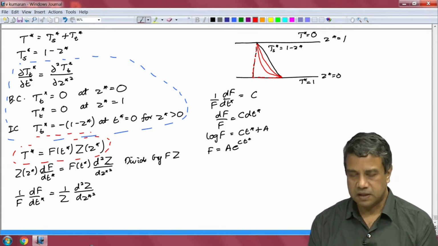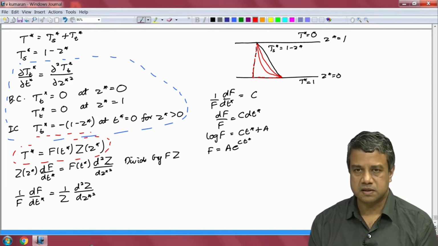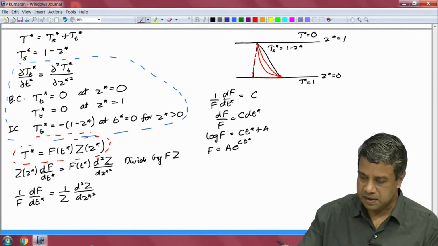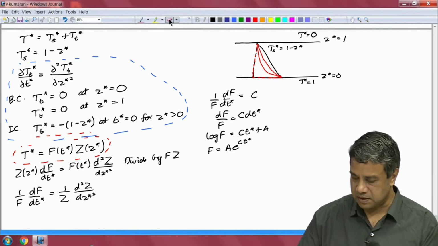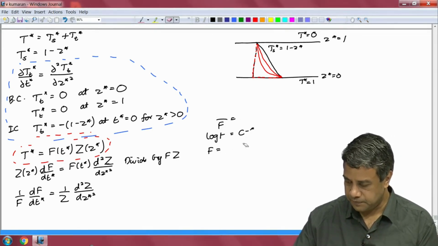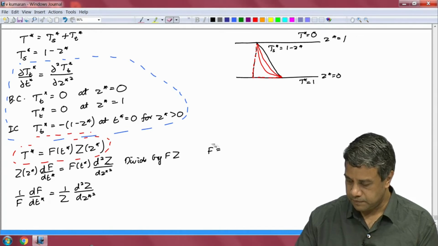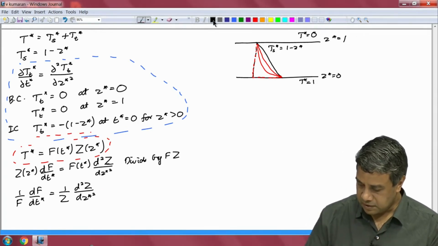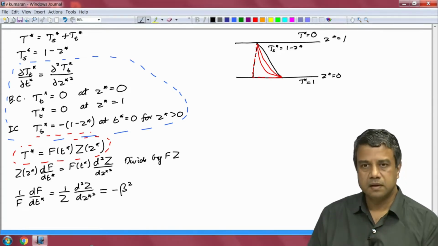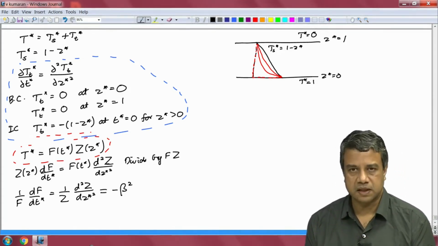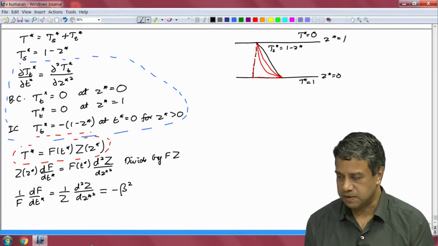Therefore, the requirement that the transient solution has to decrease to 0 implies that this constant has to be negative. It has to be a negative constant and therefore, I can write this as minus beta square, where beta square is a positive number.